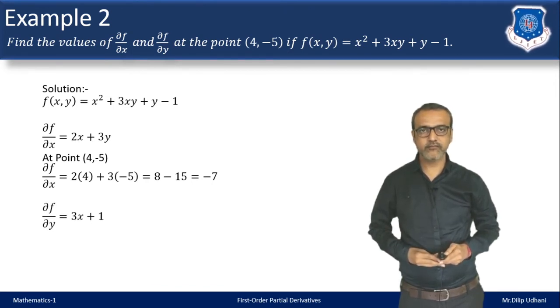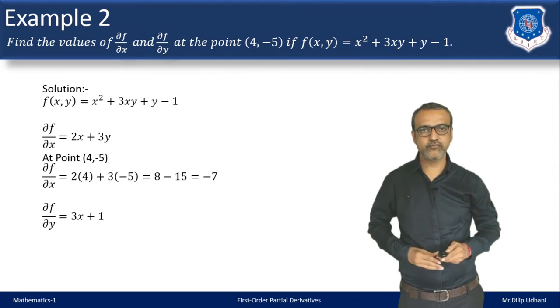To find del f by del y we will keep x constant. So for the first term x square, x is constant, so the derivative of x square will be 0. Then for the second term 3xy, 3x is constant and the derivative of y with respect to y is 1. So 3x into 1 is 3x. Then the derivative of y with respect to y is 1, and -1 is a constant value, so its derivative will be 0. So del f by del y is equal to 3x plus 1.